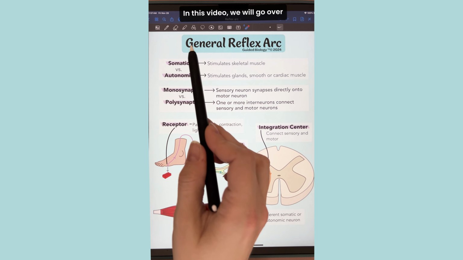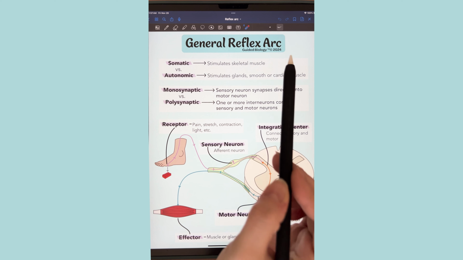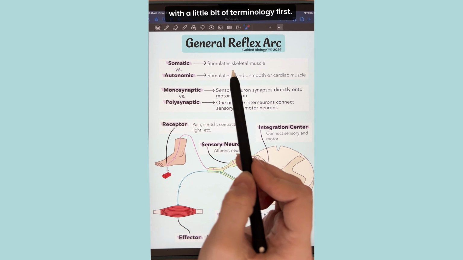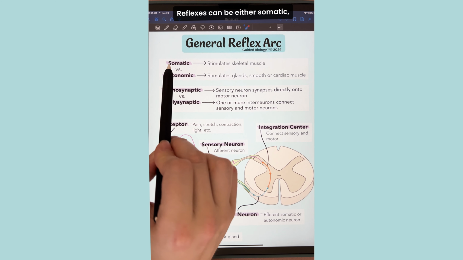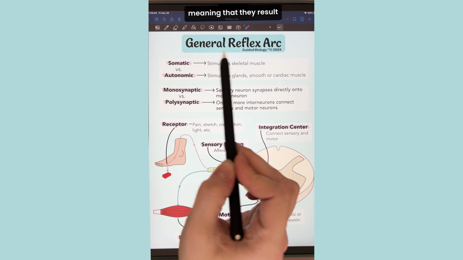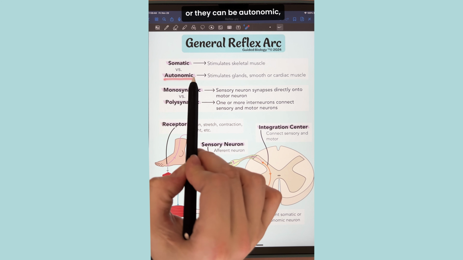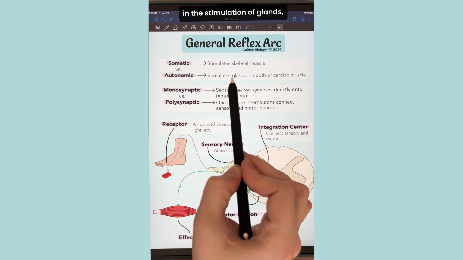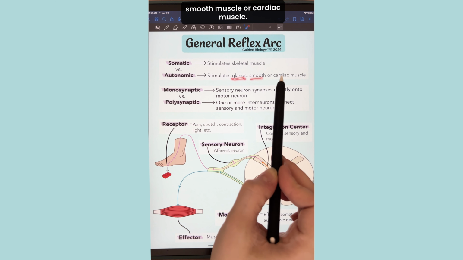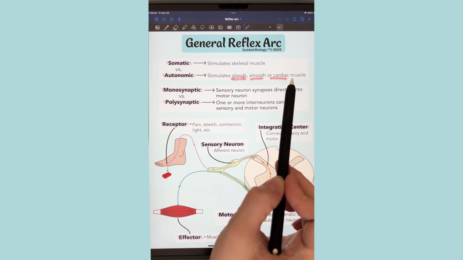In this video, we will go over the basics of a reflex arc. Let's start off with a little bit of terminology first. So reflexes can be either somatic, meaning that they result in the stimulation of skeletal muscle, or they can be autonomic, which means that they result in the stimulation of glands, smooth muscle, or cardiac muscle.